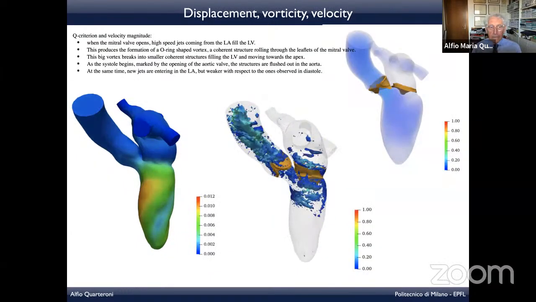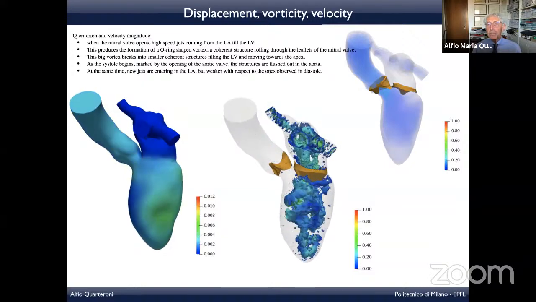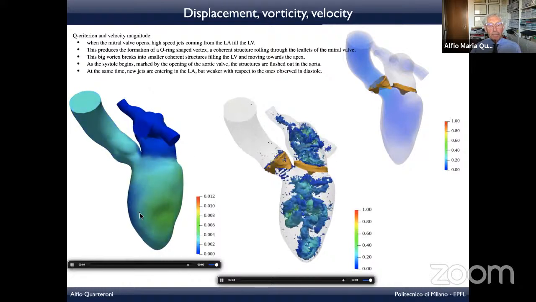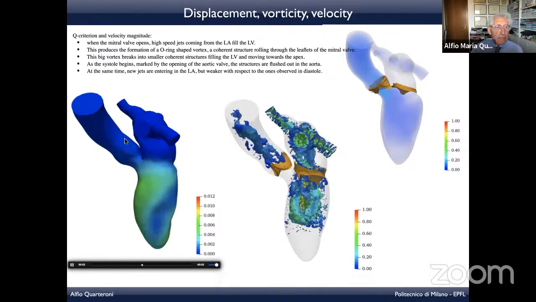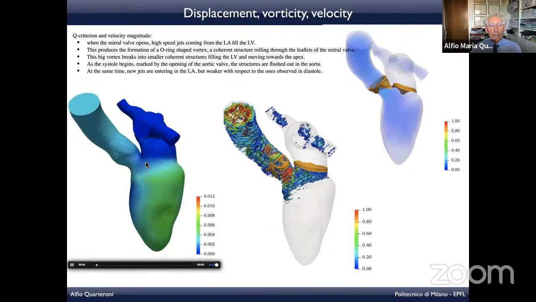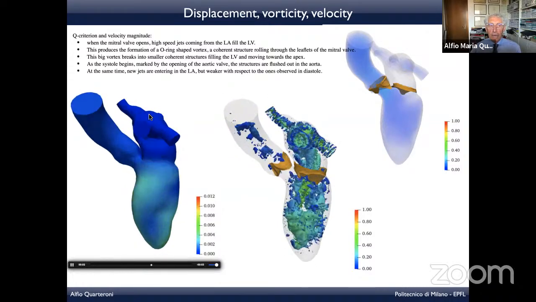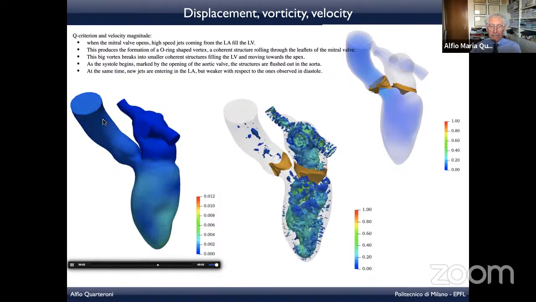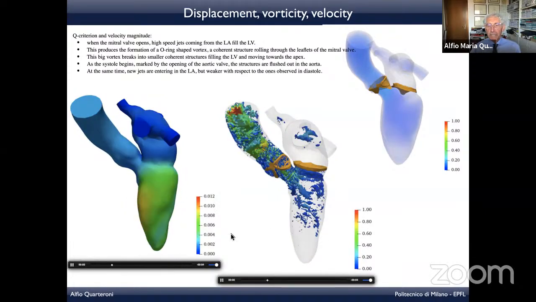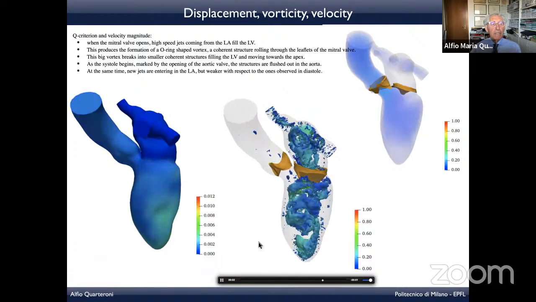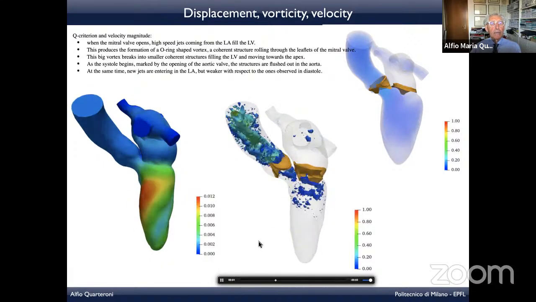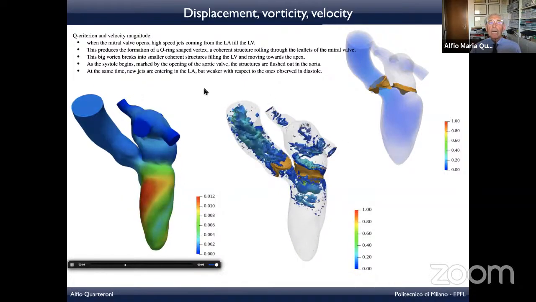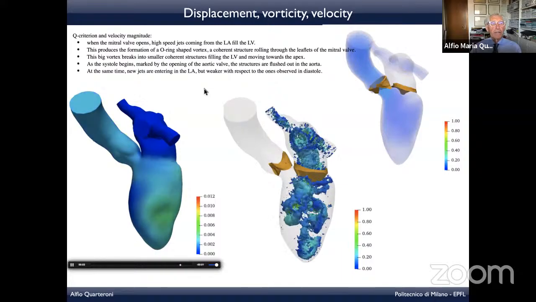Now, this is another simulation of the same kind. As you see, different representations here. On the left, you see the displacement. We are considering now the left atrium, the left ventricle, and the ascending aorta. In the middle, we see the vorticity that is generated when the mitral valve opens. High-speed jets are coming from the left atrium and are filling the left ventricle.